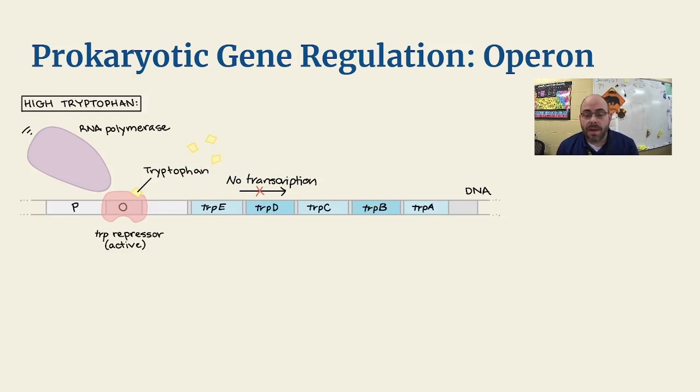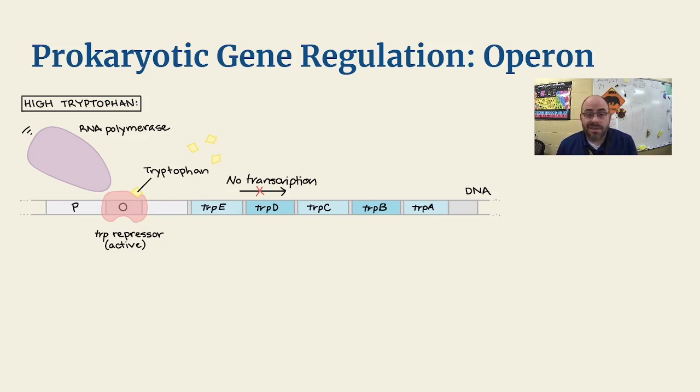Tryptophan is an amino acid that needs to be synthesized in some bacteria because it's not present in their environment. Tryptophan doesn't always need to be synthesized. And so when tryptophan is present, tryptophan binds the repressor and then keeps the genes from being transcribed. But if tryptophan needs to be synthesized, obviously tryptophan is not going to be at the repressor. The repressor is going to lift off the operator. RNA polymerase is going to transcribe trp E, D, C, B, and A.